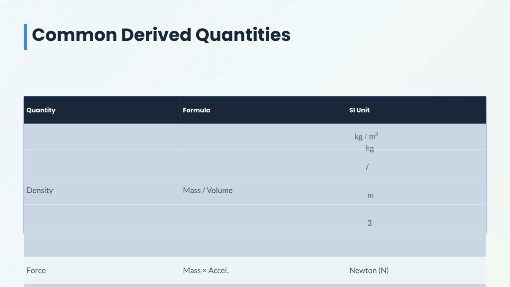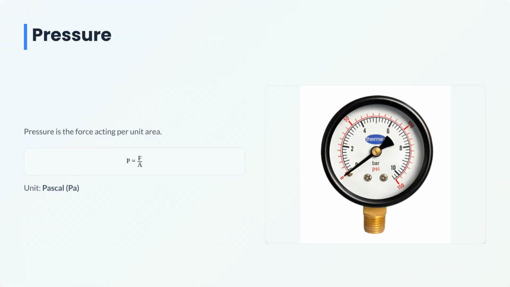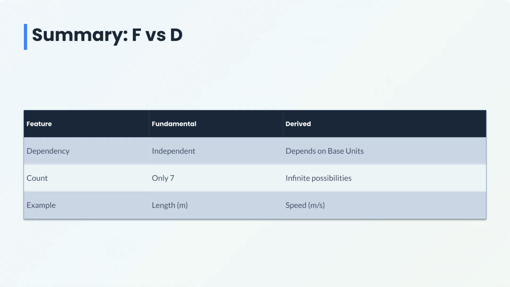This table displays various common derived quantities, showing how they relate to the base units we discussed earlier. Some derived units have special names, like the Newton. Named after Sir Isaac Newton, this is the derived unit for force. Pressure is another example, defined as force acting per unit area. Its SI unit is the Pascal. To summarize, fundamental quantities are the base, while derived quantities are calculated from them.